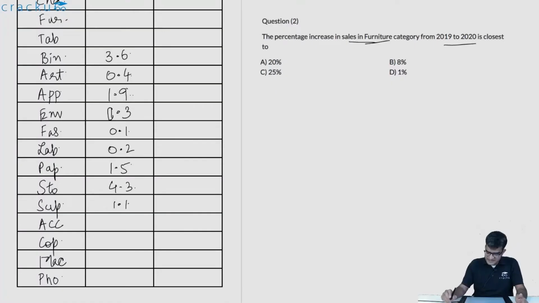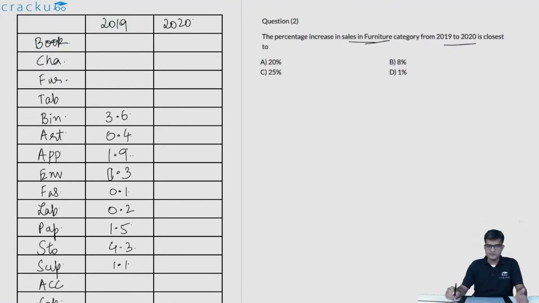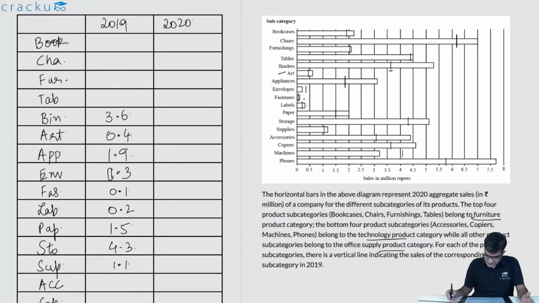The percentage increase in sales in furniture category from 2019 to 2020 is closest to. So for this, we need the 2019 and 2020 number for the first 4 categories. Let us do that. For bookcases in 2019, it is 1.9. This becomes something like 2.2 in 2020.